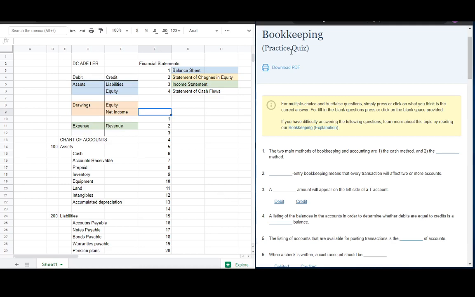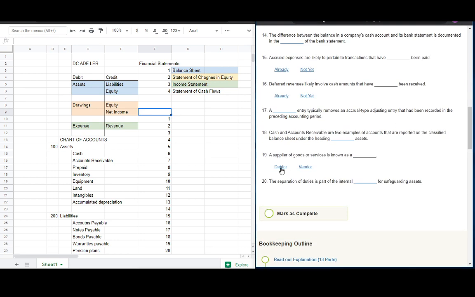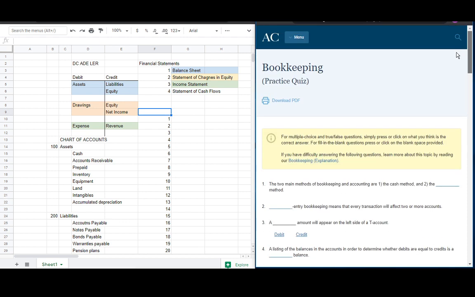Today we'll be learning about bookkeeping. So magsasagot tayo ng hanggang number 20. Ito ay galing sa accountingcoach.com. So simulan na tayo.